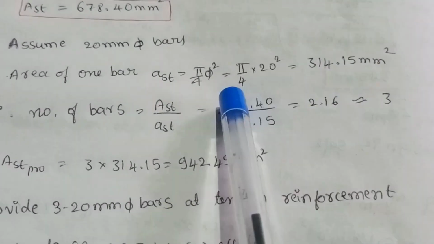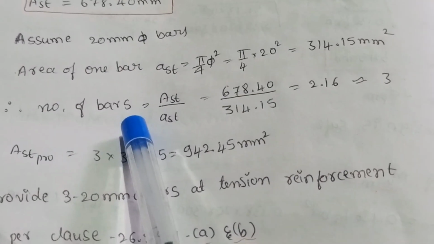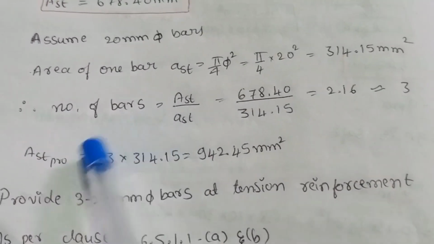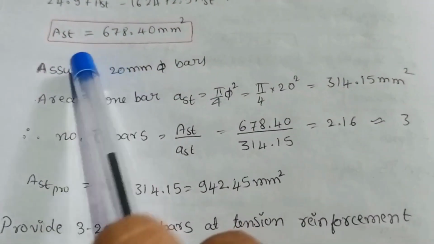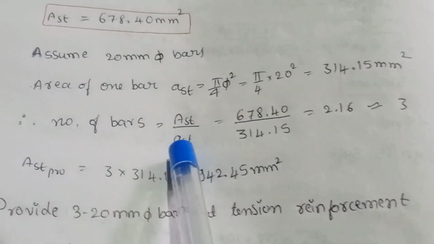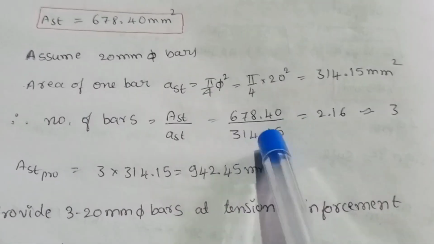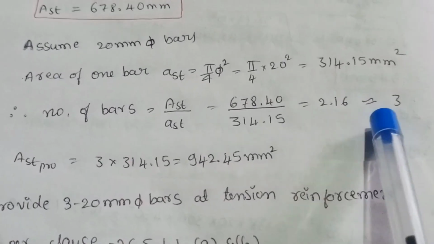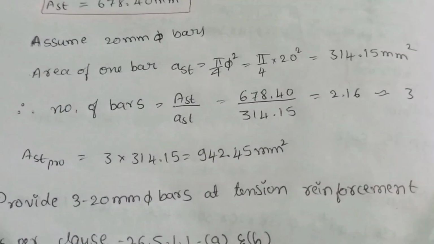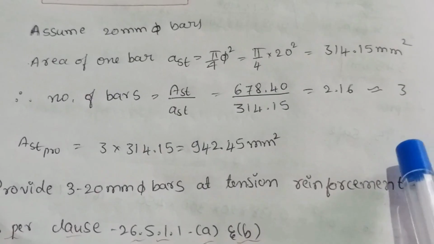So after this, we need to calculate the number of bars required to carry this area of steel. So number of bars is equal to AST, the AST which we have calculated, divided by the area of one bar. Substitute the values, and after simplifying we'll get 2.16. So I am making it approximately 3 numbers. So 3 numbers of bars are required to carry this area of steel.